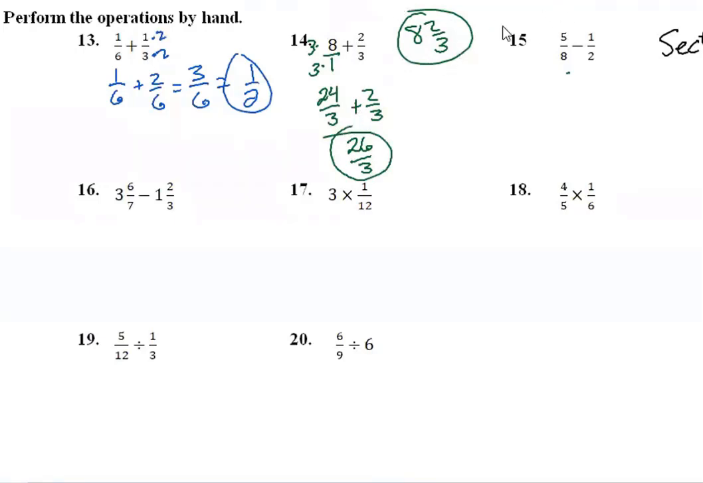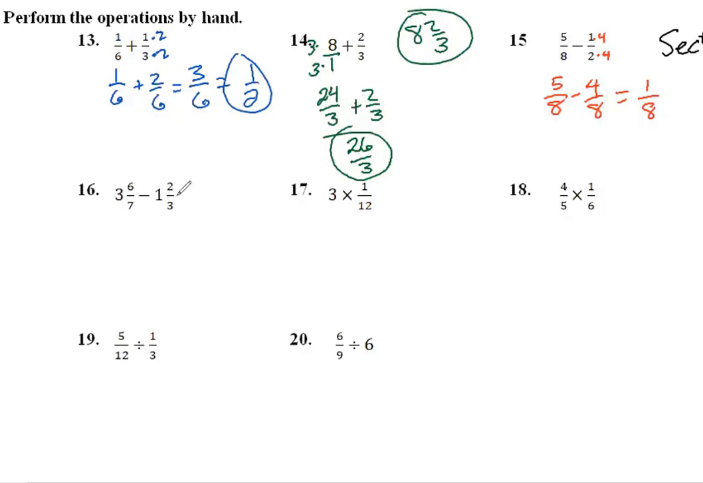The next one, number 15, we have 5/8 minus 1/2. We can times by 4, and we get 5/8 minus 4/8. And 5 minus 4 is 1/8. Good. The next one, number 16.